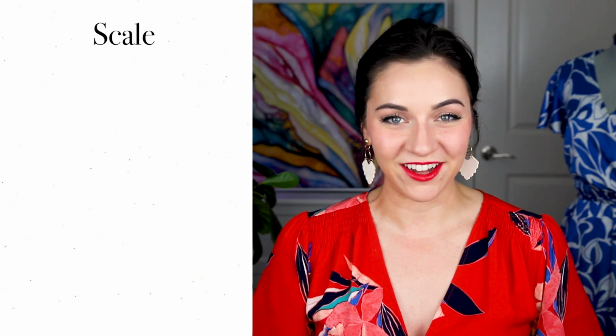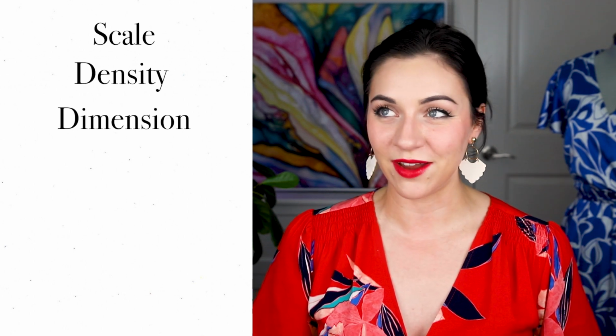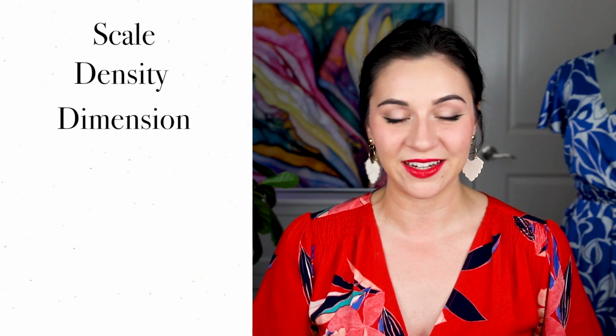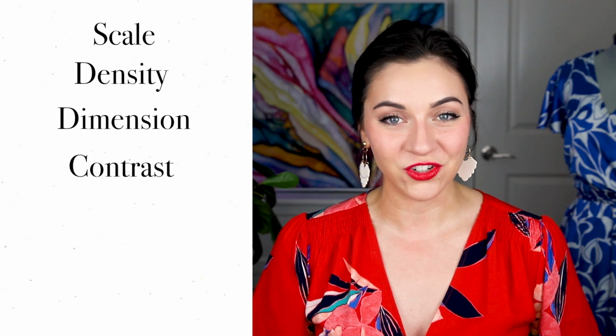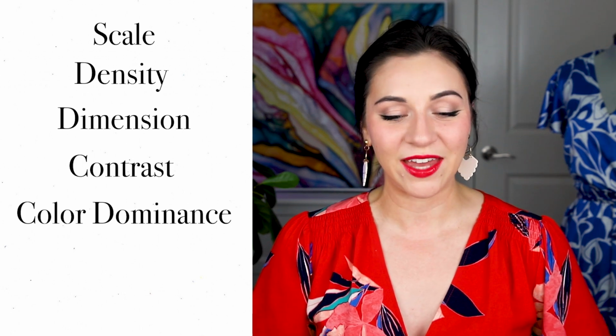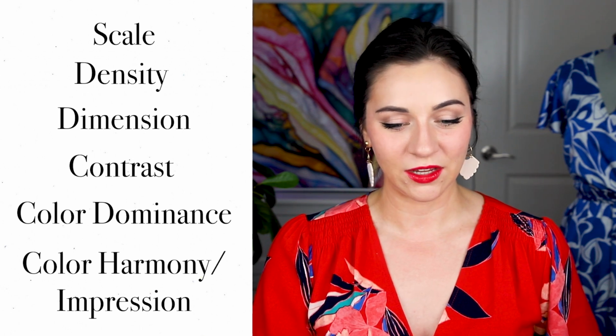Let's do an overview of the parameters for prints and patterns. Firstly, we have scale, then density, and then dimension, which, when I've done the math, and what makes sense to me, is scale plus density, and you get dimension. Then we have contrast, color dominance, and then overall color harmony and impression. So going into that a little bit, scale is the overall size of the object or pattern on a clothing medium, a piece of fabric.